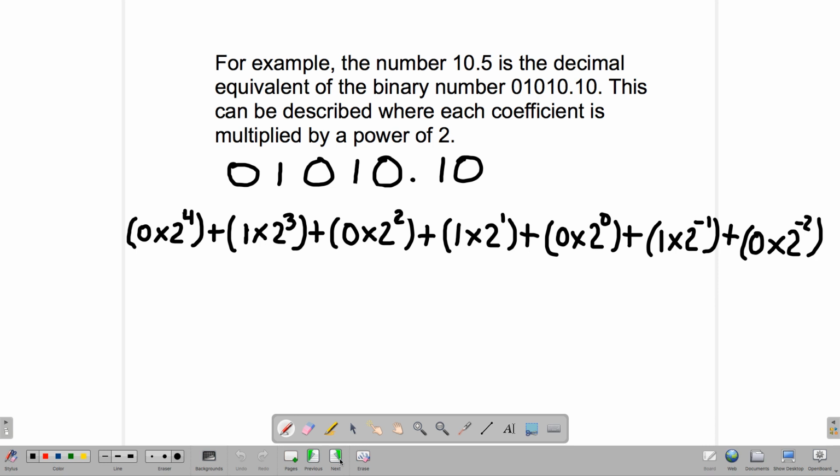So let's show this. We have it written out: 01010.10. That's in binary form. And what we want to show is that each coefficient is multiplied by a power of 2. In this case, we have this 0 represented here. And so that's saying 0 times 2 to the 4th power. Anything times 0 is 0. And now we have the digit 1 multiplied by 2 to the 3rd power. That's in the 3rd position. So 2 to the 3rd power is 8, so that's a value of 8.